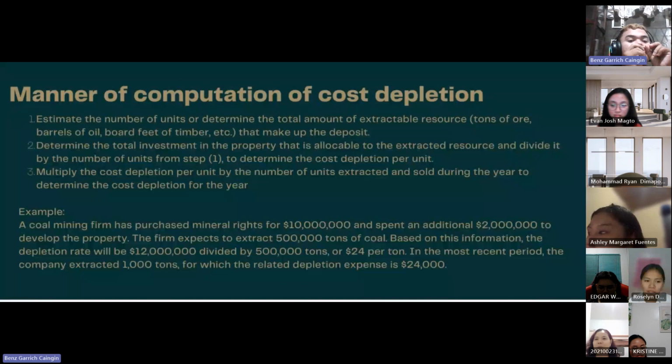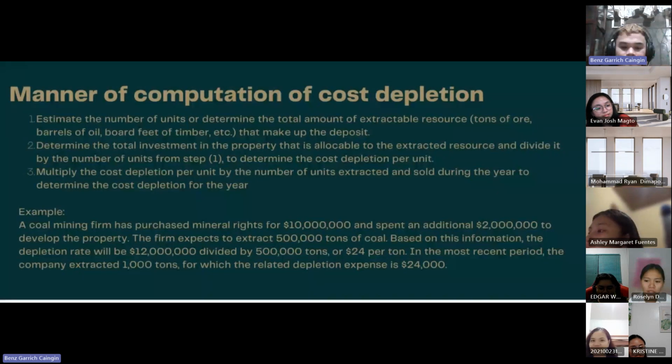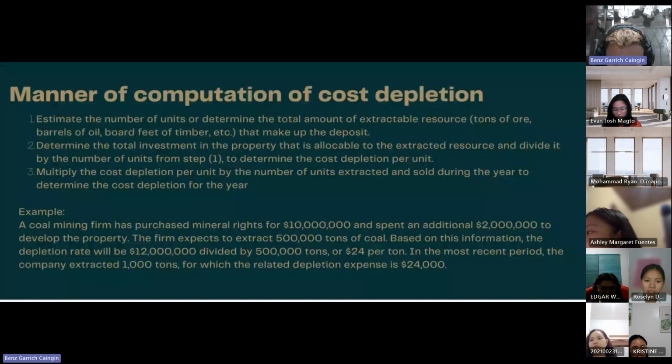Example: a coal mining firm has purchased mineral rights for $10 million and spent an additional $2 million to develop the property. The firm expects to extract 500,000 tons of coal, so based on this information, the depletion rate will be $12 million divided by 500,000 tons, which equals $24 per ton. In the most recent period, the company extracted 1,000 tons, for which the related depletion expense is $24,000. So cost depletion only applies to taxpayers who have an economic interest in mineral deposits, as with percentage depletion.